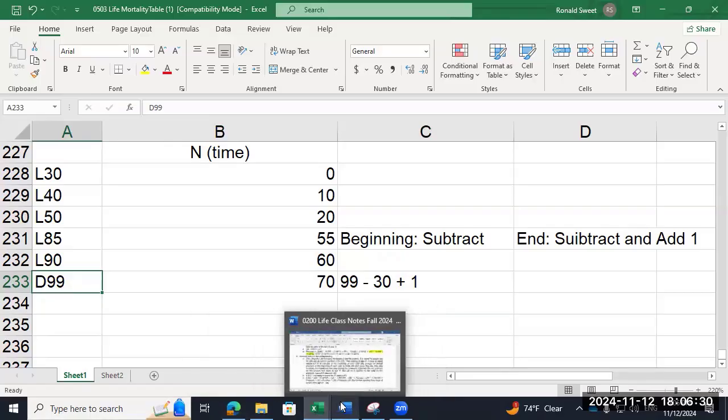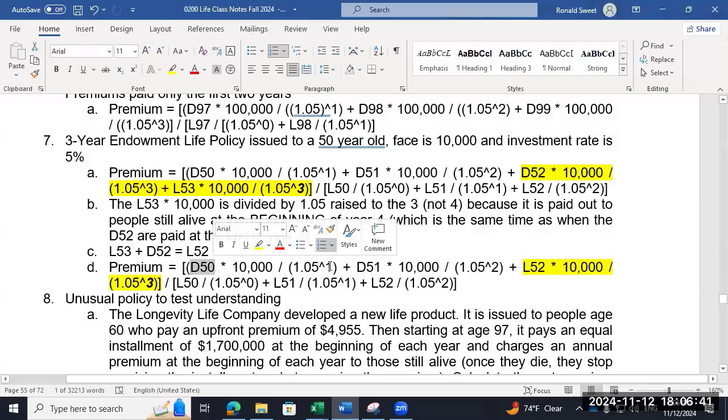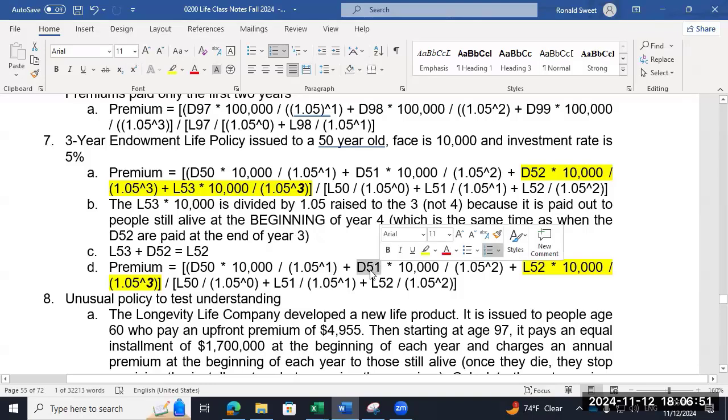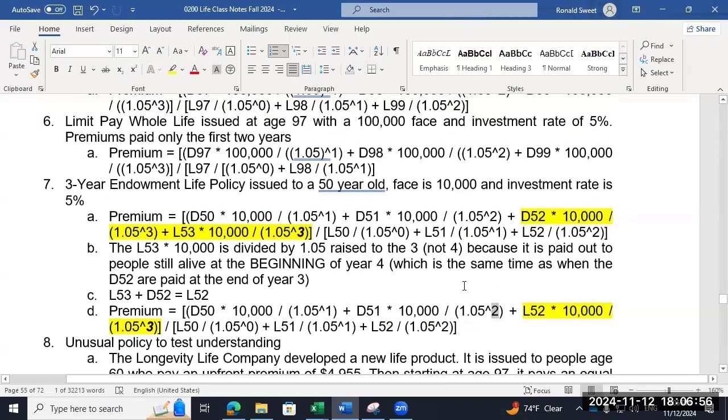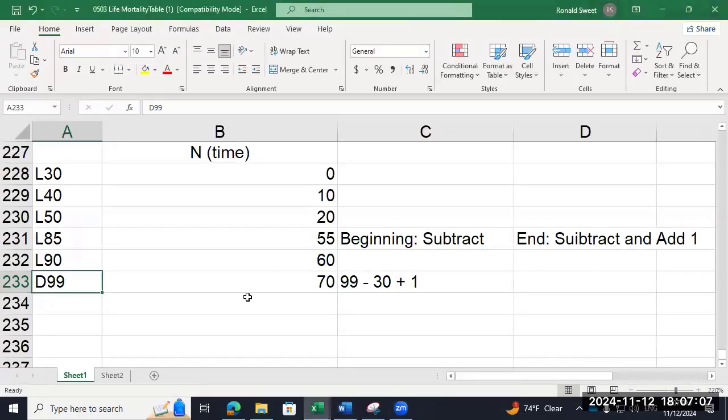If you think about it, go back to our formula up here. D50, this was issued at age 50. D50, what do we raise this to? The first power, right? 50 minus 50 plus 1. What do we do here? 51. D51, 51 minus 50, that's 1 plus 1. You raise it to the second power. All right. See how that works. So death benefits, you got to subtract and add 1. Other benefits that were beginning of the year, going to just subtract.